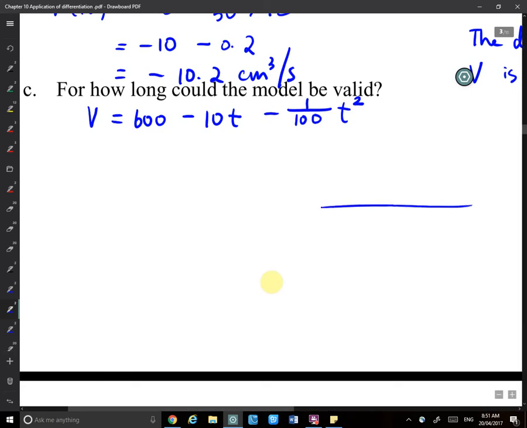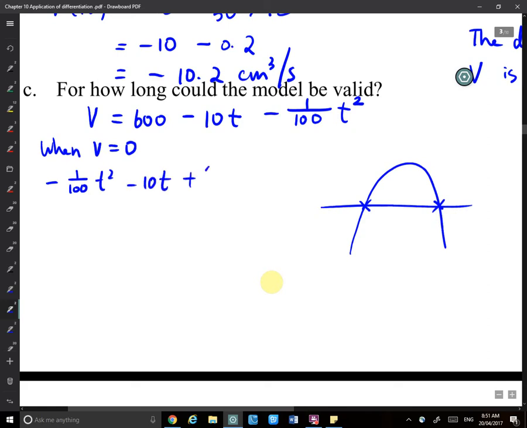The graph will be a decreasing graph because the t squared term is negative. So you will find those 2 points first, which is when V equals 0. So minus 100t squared minus 10t plus 600 equals 0. Times negative 100 gives t squared plus 1000t minus 6000, equals 0.